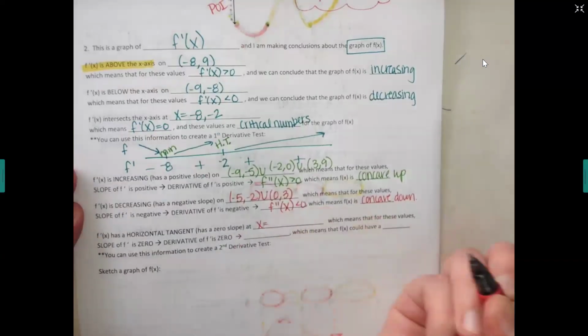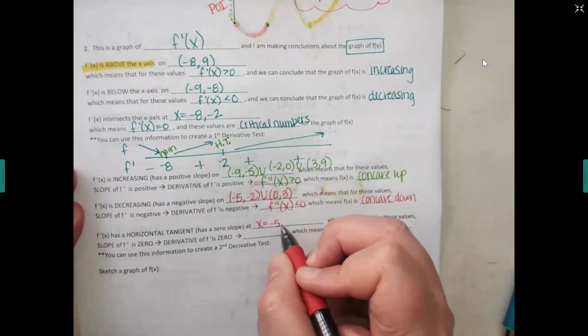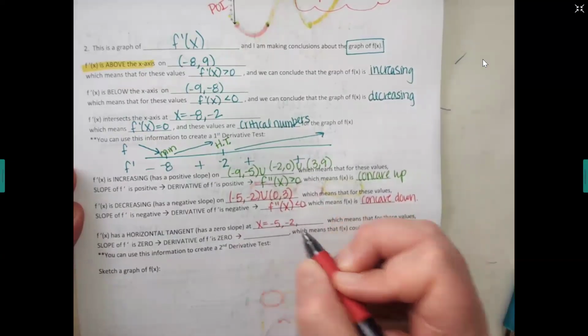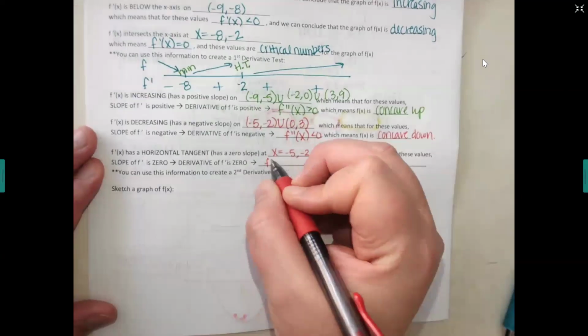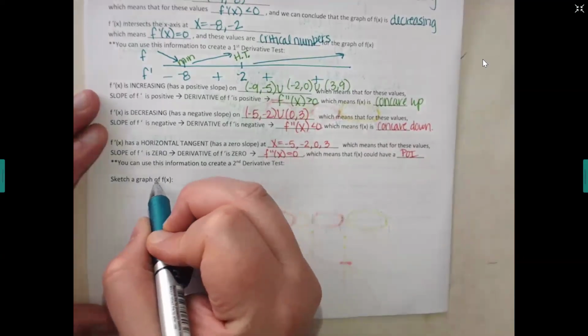So my horizontal tangents happen at x equals -5, -2, 0, and +3. And at those values, because my f prime graph is flat, my second derivative must have been 0, which means I could have a point of inflection. Okay, that being said, let's set up our second derivative test, and then we'll use both of our derivative tests to sketch our graph.